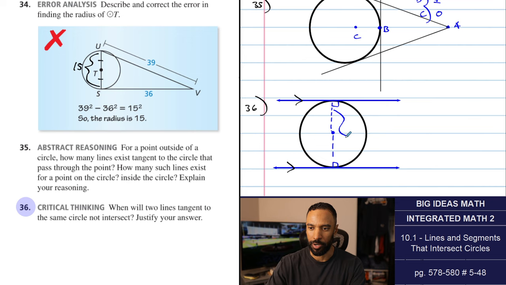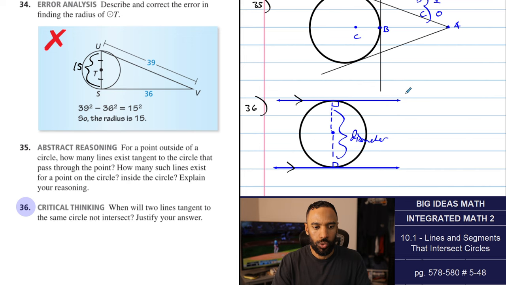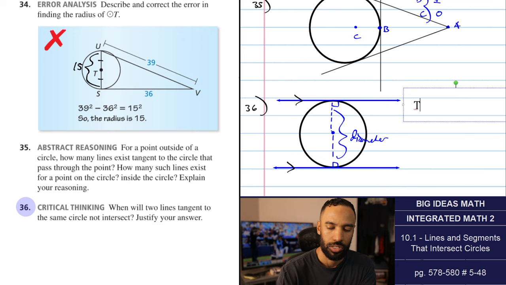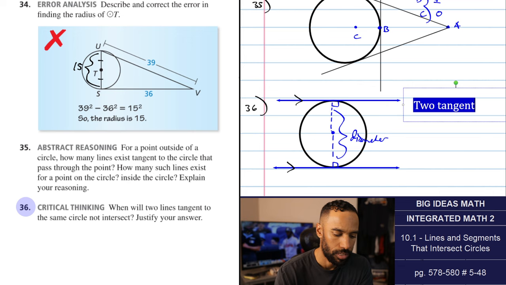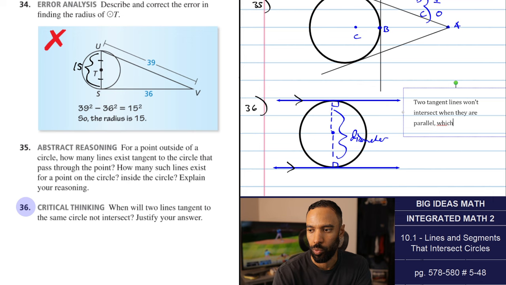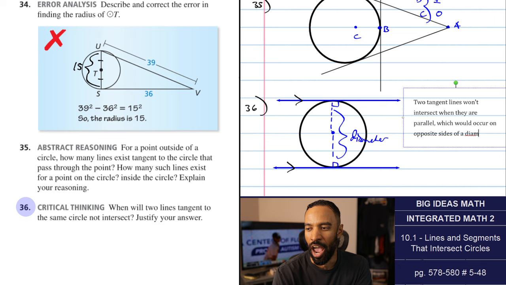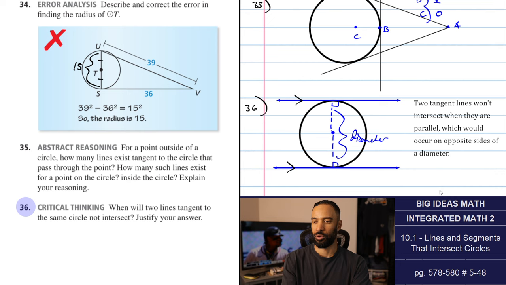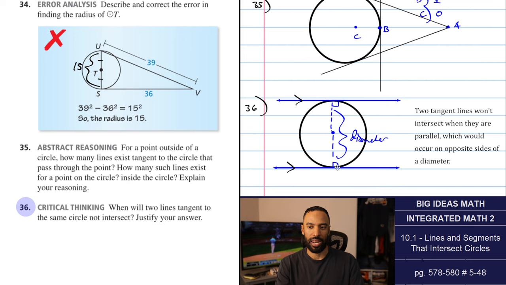So, when will two lines tangent to the same circle not intersect? Two tangent lines won't intersect when they are parallel, which would occur on opposite sides of a circle's diameter. That's what I'm going with there. Okay, and that's because of the right angle and the radius and all that kind of stuff.